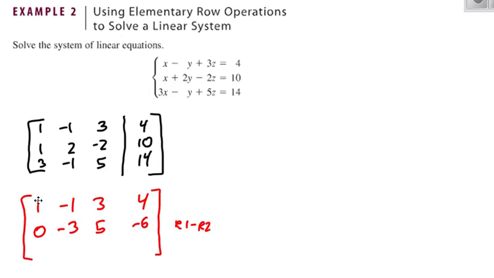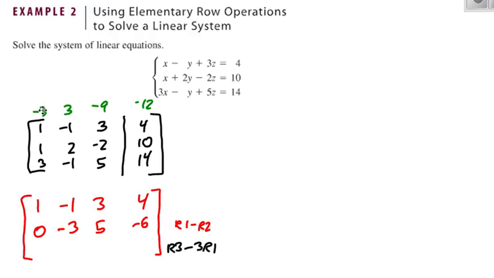Now we're going to do a similar thing to cancel out the x term basically from our third row. We're going to do row 3 minus 3 times row 1. Row 3 minus 3 times row 1. So if we multiply negative 3 to row 1, we get negative 3, 3, negative 9, negative 12. So really what we're going to do is we're going to take this bottom row 3 and add with our scratch work right here.